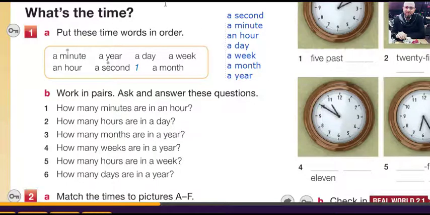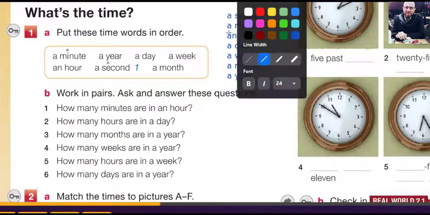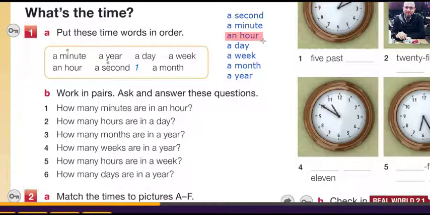Okay, guys, so here, very important, please be careful with this. Some people say hour, and this is not hour, this is an hour, and we put an here. Because it's not the first letter, it's the first sound when we hear it. We hear a sound like hour, so we don't say a hour.